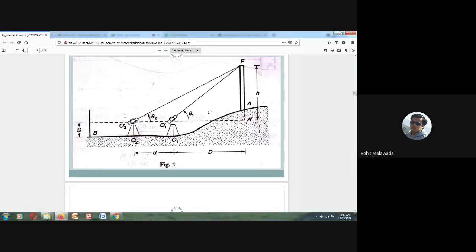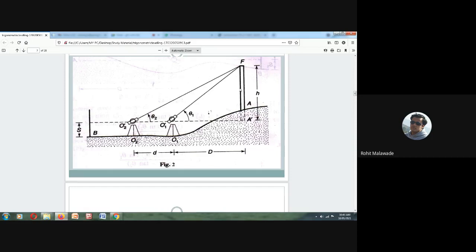Then we are going to transit the telescope and locate the point O2 and measure the distance between O1 and O2. Then we are going to have the staff over here. We are going to have the staff reading from O1. Then we are going to shift the instrument to O2.